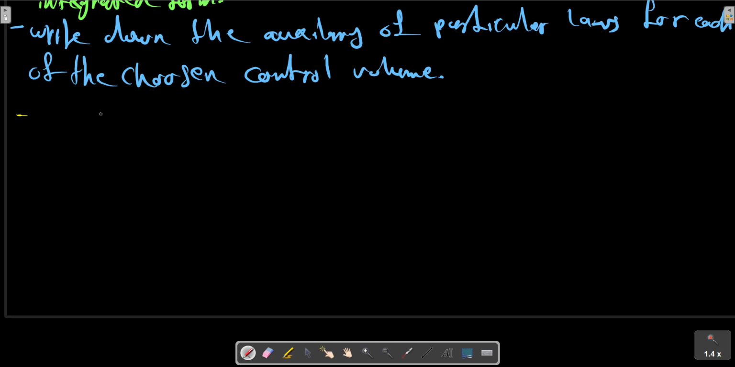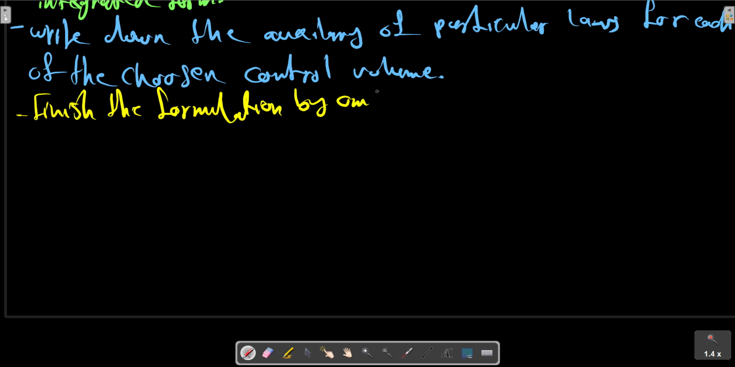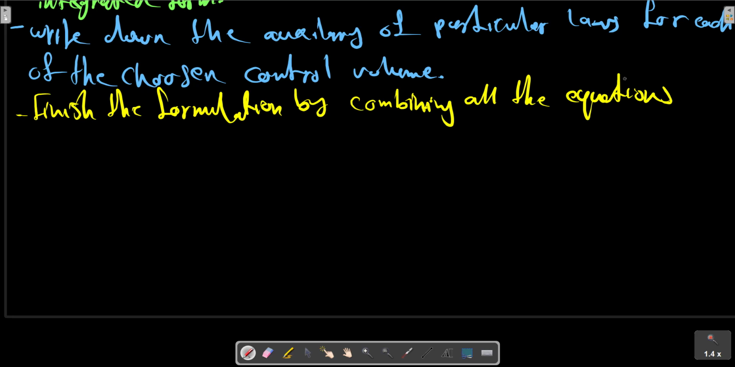to finish the formulation by combining all the equations, but don't put in numbers yet.